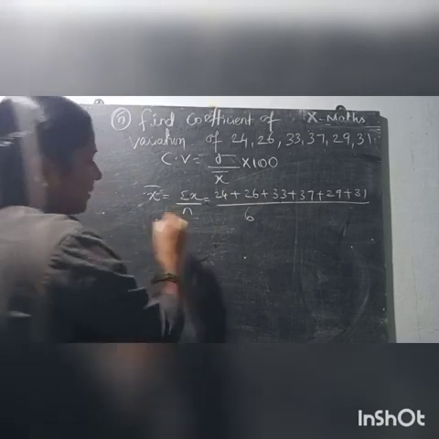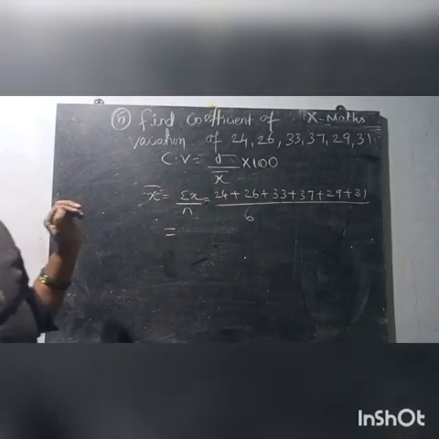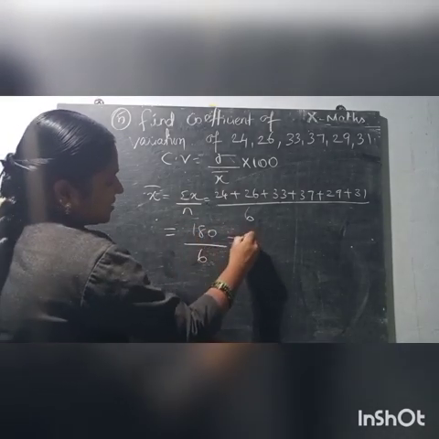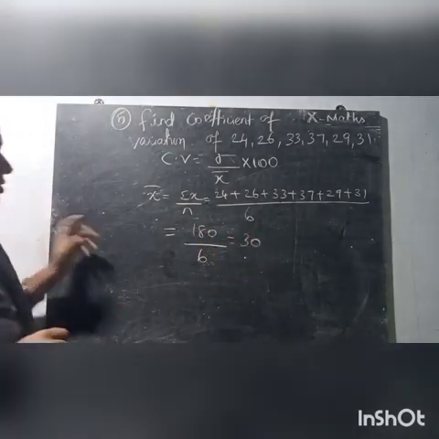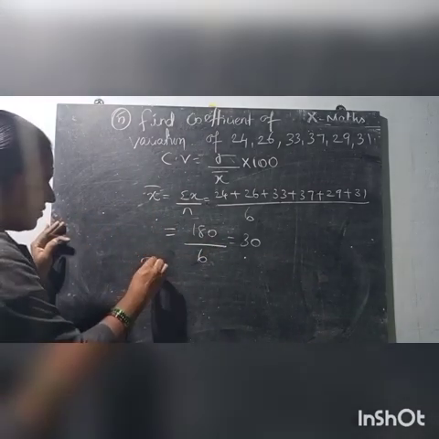Divided by 6. Now we have to add all 6 values. So we will get 180. 180 by 6 is 30. So now we got the x bar value. Next we have to calculate the standard deviation.